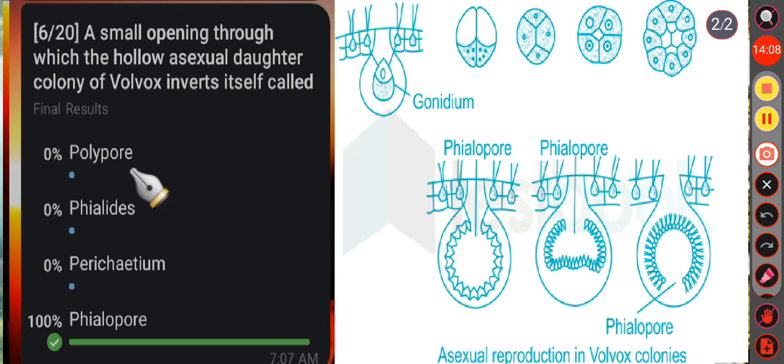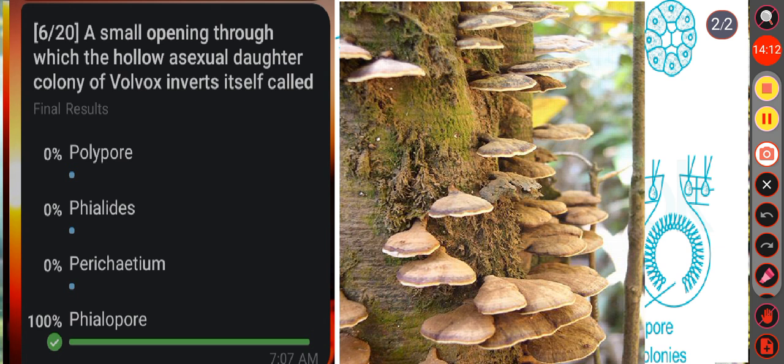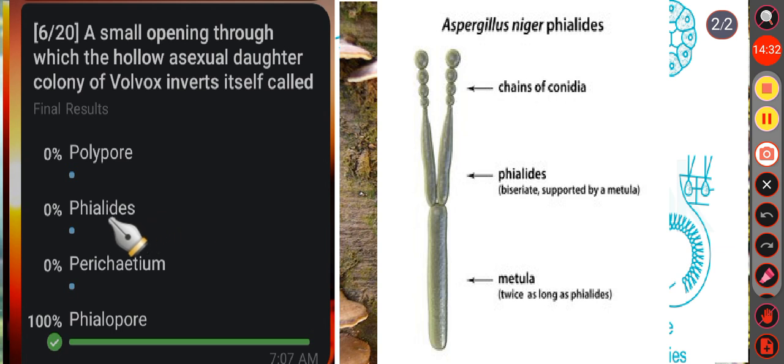Then see the other option, that is polypores. Polypores are a group of fungi that grow on wood and produce spores in pores or tubes on the underside of their fruiting bodies. They are also known as bracket fungi or shelf fungi. Then in option B, that is phialids. Phialids are also called sterigmata. Sterigmata are flask-shaped projections that grow from the vesicle of some fungi. For example, in Aspergillus, they are sporogenous cells that produce conidia, right?